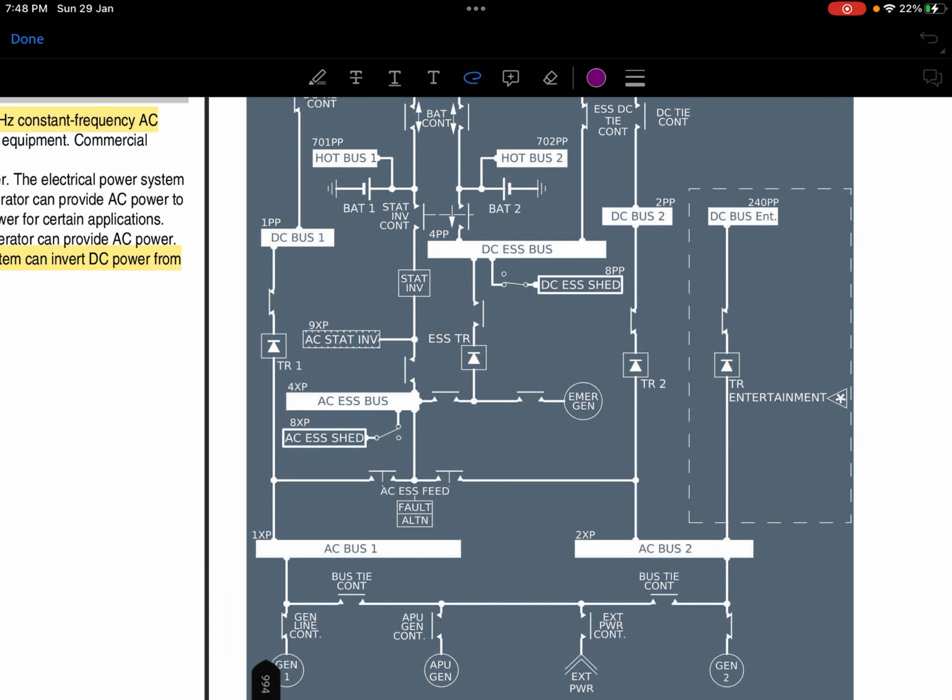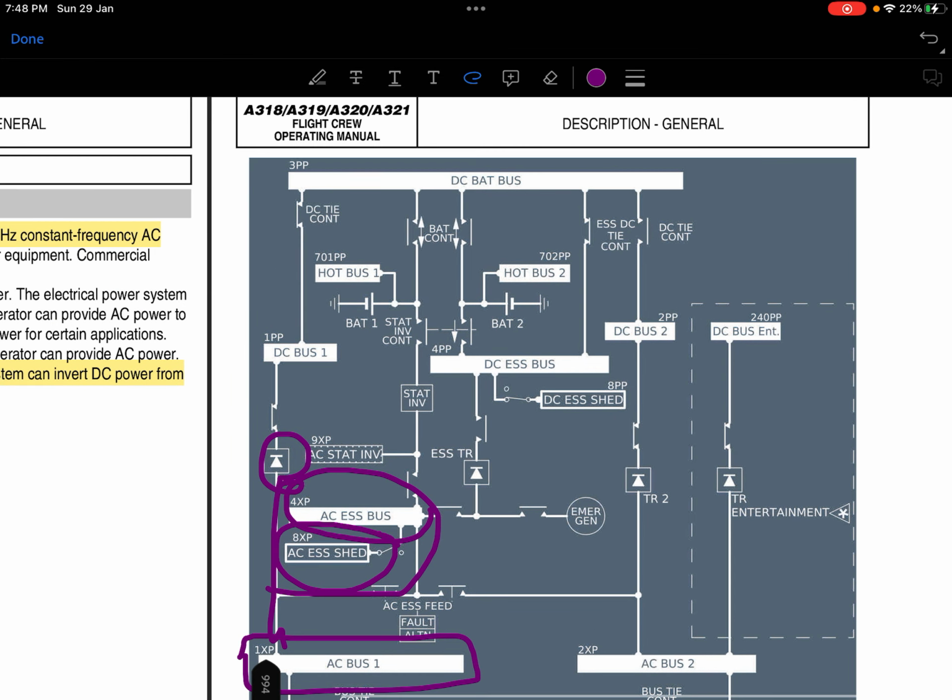The question was: the number 1 AC bus channel normally supplies power to TR1, then AC essential bus and AC essential shed bus. It supplies power to the AC essential shed bus, but not the DC essential and DC essential shed. So what's the reason behind it?